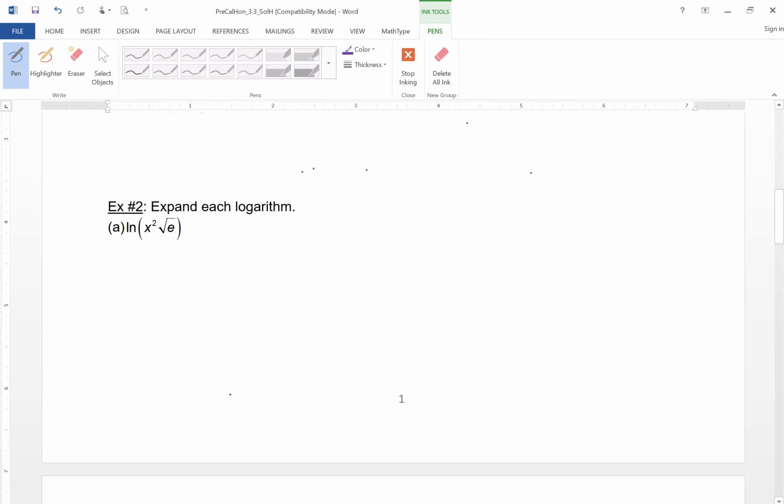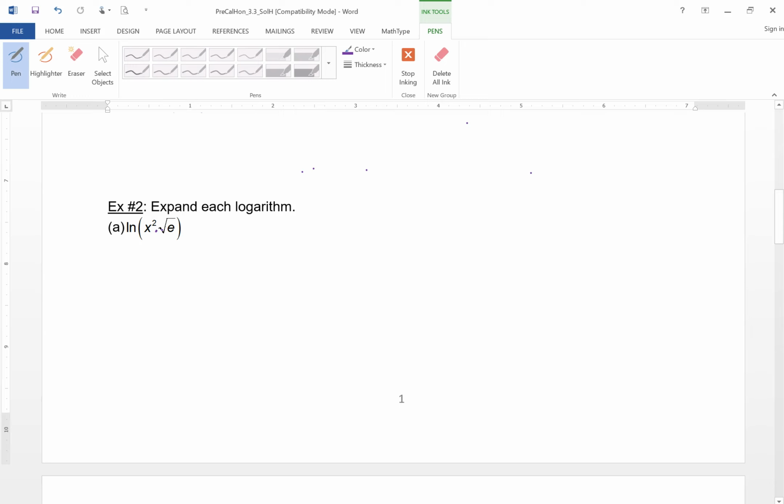All right, what we're going to do now is expand. So here we have expressions that we want to expand. When you expand, you're going to use the 3 properties again that we talked about before. Okay? So it is product property, quotient property, power property. All right, so what I have here is x squared and root e are being multiplied. I'm going to expand it. However many elements are in here, that's how many ln's I'm going to end up with.